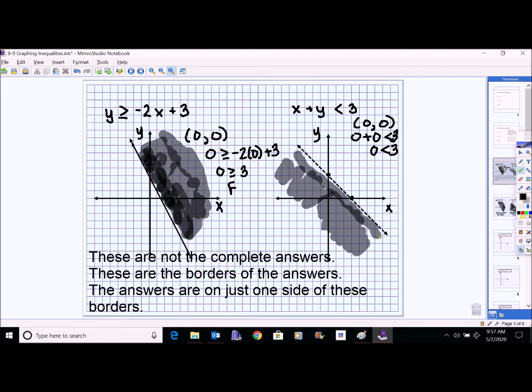I'm getting this all shaded in as best I can. You take a pencil and you shade in. Okay? And so all the solutions are over here. Any of the ordered pairs that are over here would give you a solution.